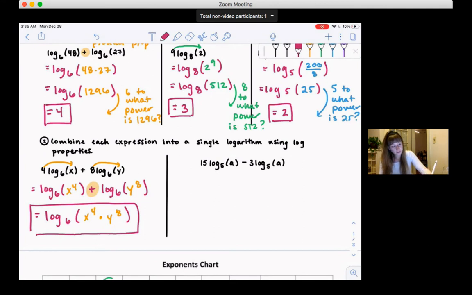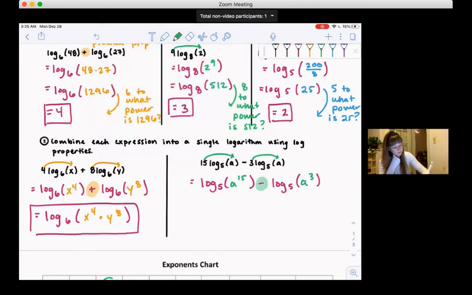Okay, let's try that one more time. So again, first thing we can do is bring these numbers out front inside our logarithms as exponents. Multiplication outside is the same as an exponent inside. So we're going to get log base 5 of a to the 15th power minus log base 5 of a to the 3rd power. The 15 and the 3 become exponents.